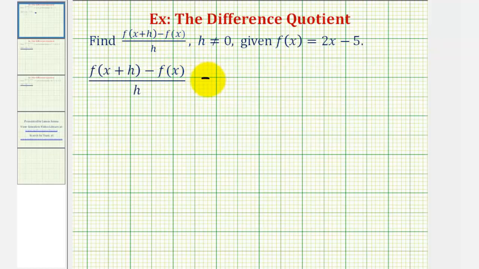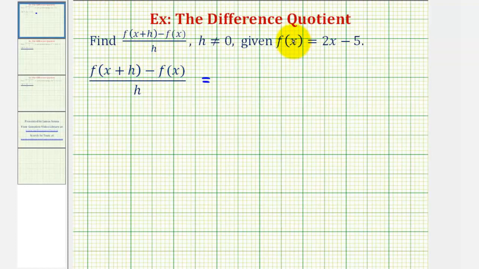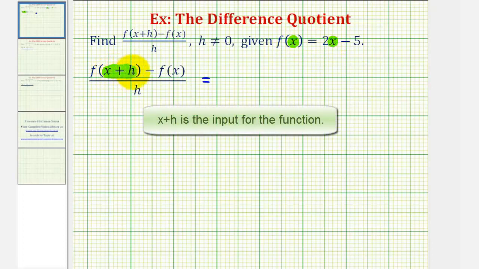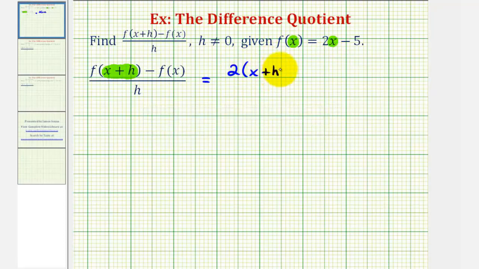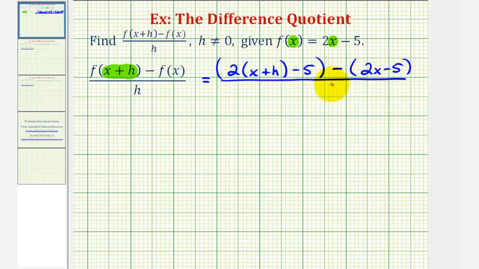So to start, we want to find f of the quantity x plus h, which means for our function f, we're going to substitute the quantity x plus h for x. So we would have 2 times the quantity x plus h minus 5. So all of this is f of the quantity x plus h. Let's put this in parentheses. And now we have to subtract f of x. So we'll subtract the quantity 2x minus 5. And now we'll divide all of this by h.